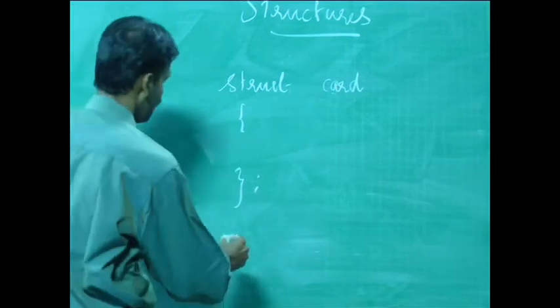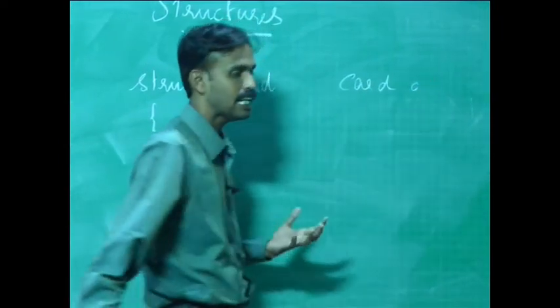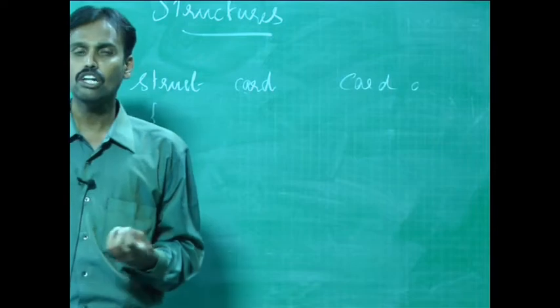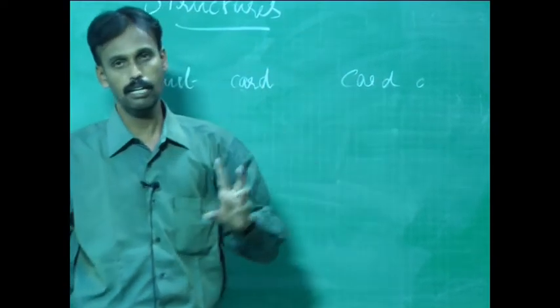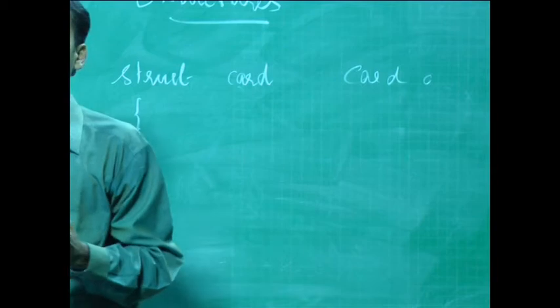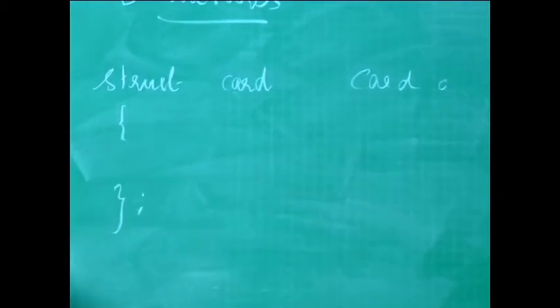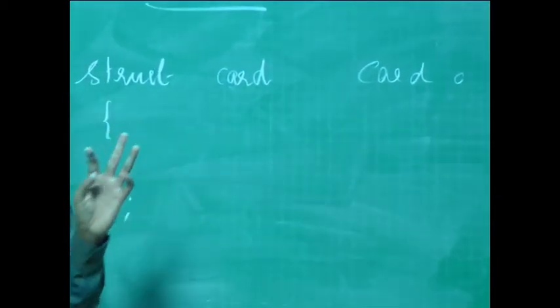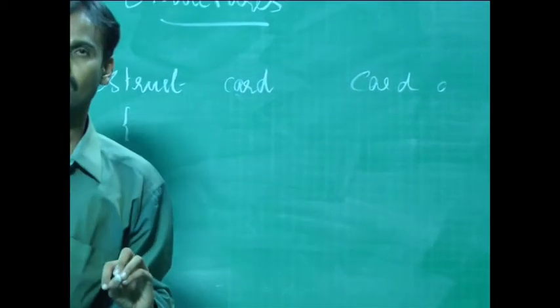It can say card C, which means that you are creating a new member or a new variable C which is of type card. You can use a comma separated list, or you can make use of a normal declaration that ends with a semicolon. These are the various points that need to be noted for a structure definition.